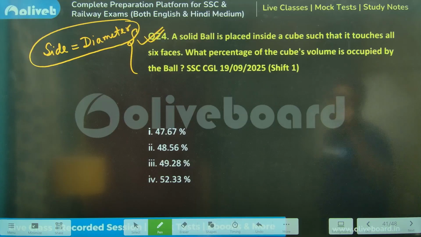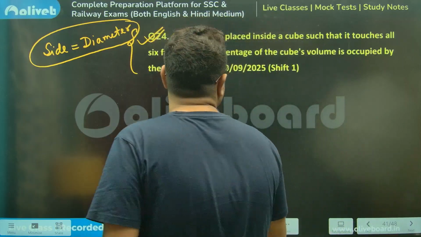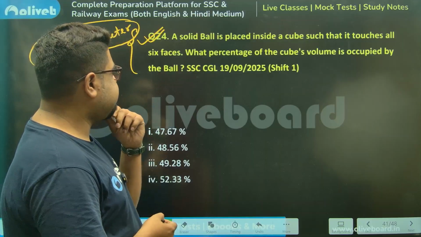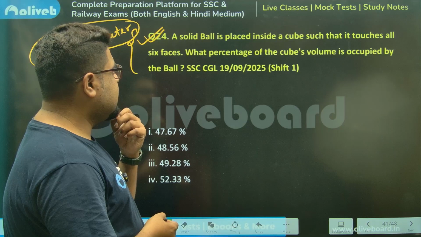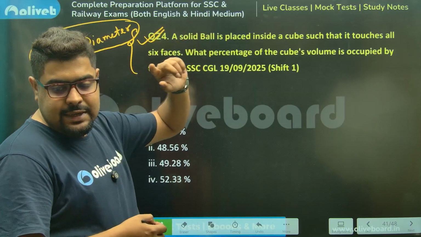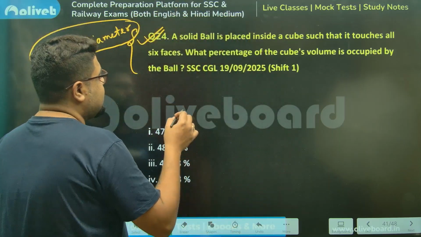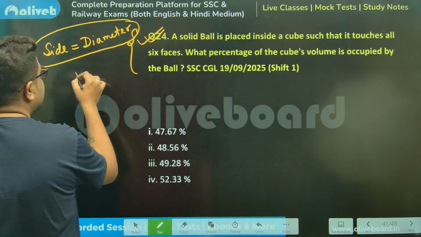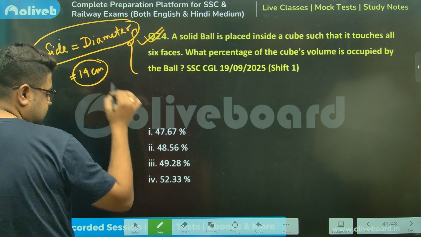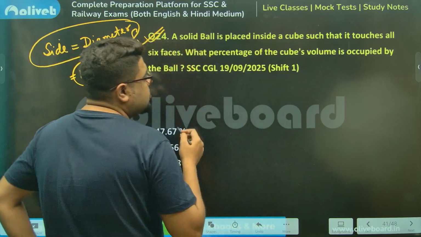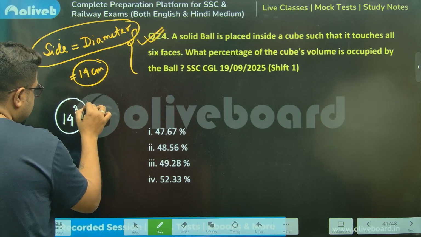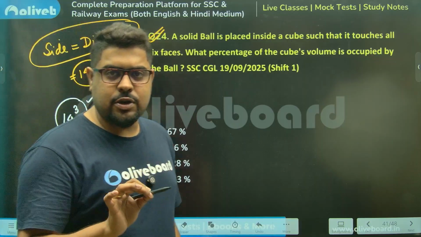Now, what percentage of the cube's volume is occupied by the ball? Percentage they are asking, right? Sir, let's take the values in such a manner that my pi gets cancelled. So I'm taking the diameter as 7 centimeters, or rather 14 centimeters, meaning the sides are 14 centimeters. So volume of the cube will be 14 cube, sir, without doubt. 2744.